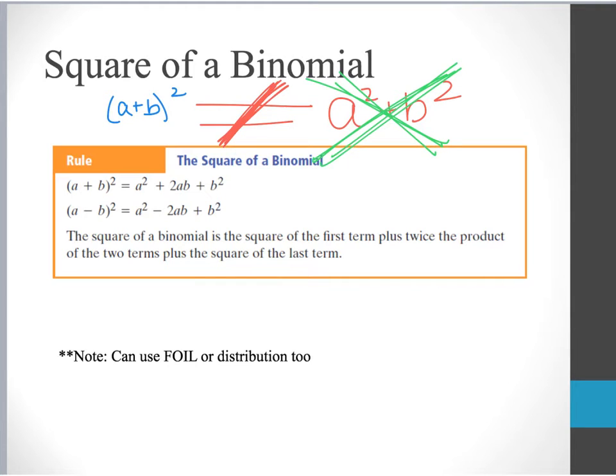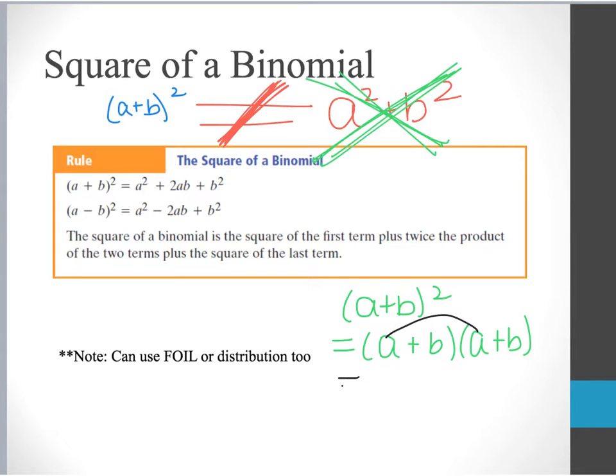If we were to FOIL this, and I'm going to do this down below, I have a plus b the quantity squared. Remember, this really gives me a plus b times a quantity of a plus b. So this means we have to FOIL or distribute. So a times a is going to give me a squared. A times b is going to give me plus ab. Then I have b times a, which is the same thing as a times b, so I'm going to write that as plus ab, plus b squared.